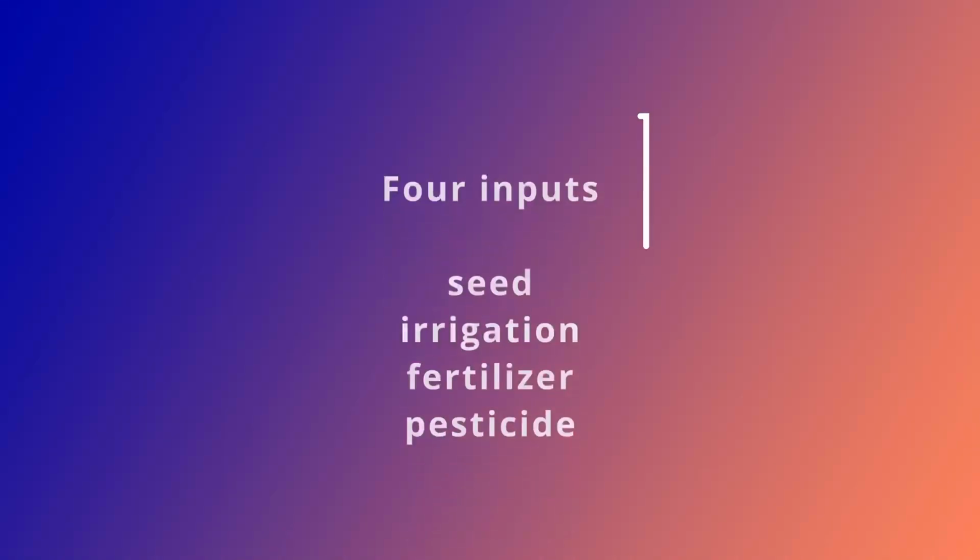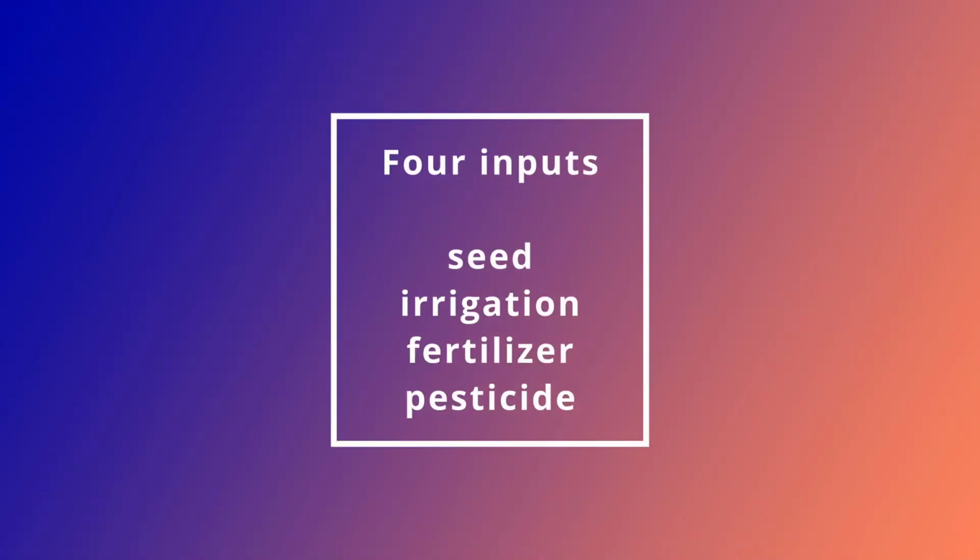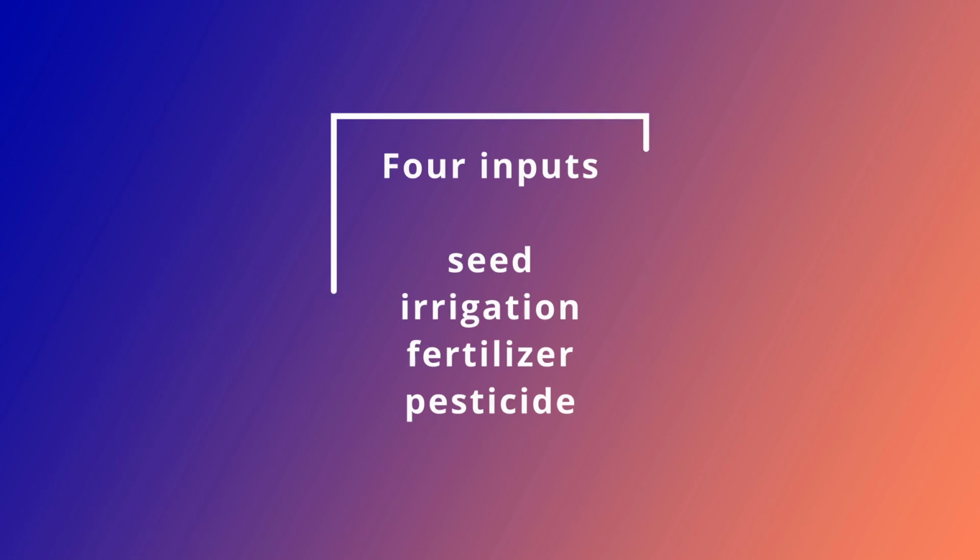So from the discussion, we can understand the importance of the inputs, especially those 4 inputs: seed, irrigation, fertilizer and pesticide, for agricultural production. At the same time, we can also understand the importance of subsidy in the agricultural sector to have a continuous supply of food grains in this country.